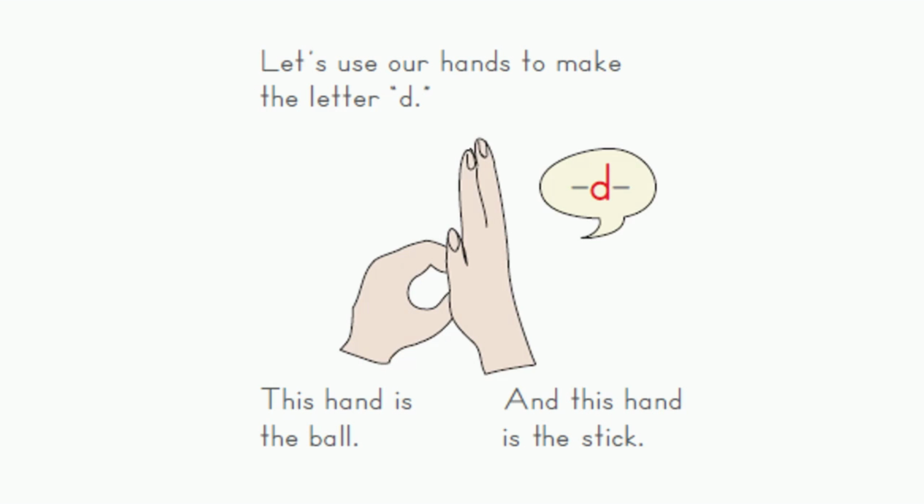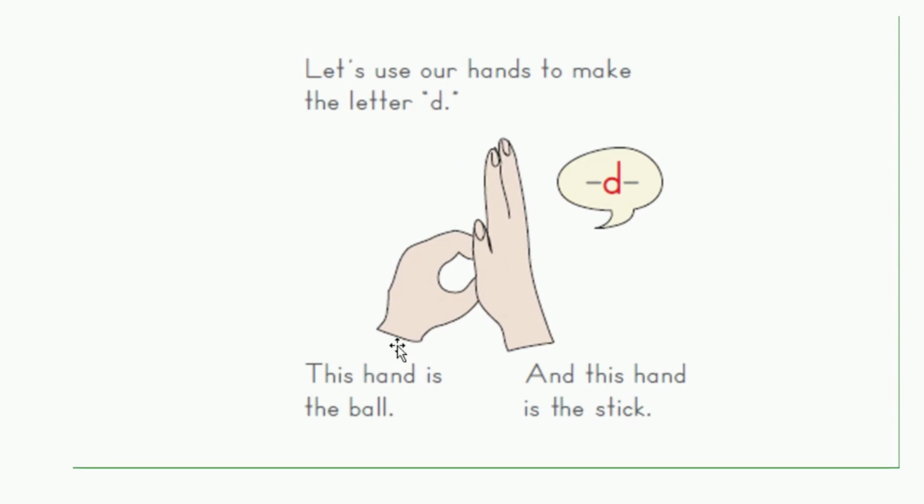So next I will be showing you how the shape is formed with the hand by drawing over it. Can you see how D is formed?